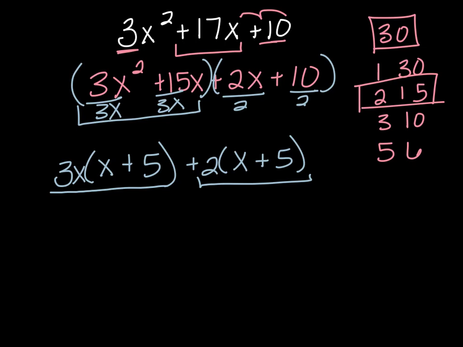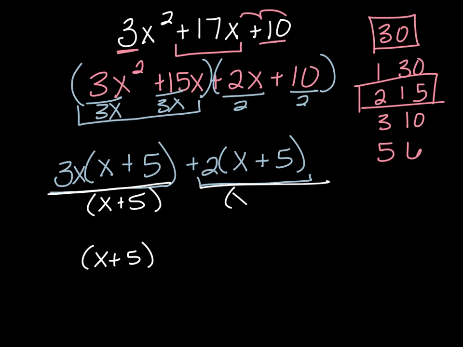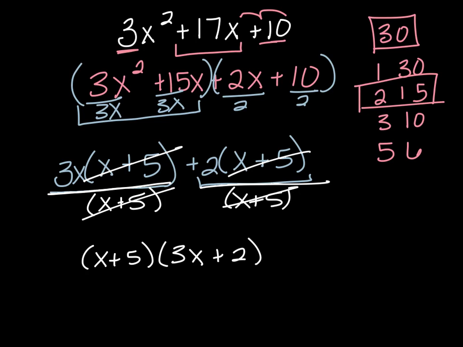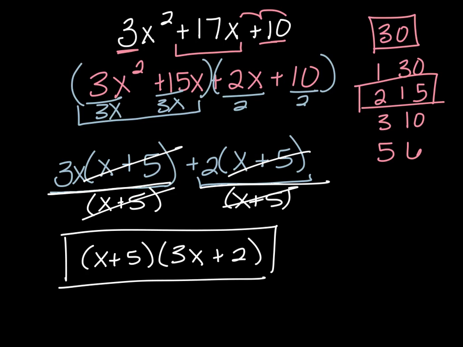So my next question is, what do I have in common? In common, I have an x plus 5. When I divide the x plus 5 out, I'm left with a 3x and a plus 2. And there's my final answer. Order does not matter. The 5x or the x plus 5 can come at the end.